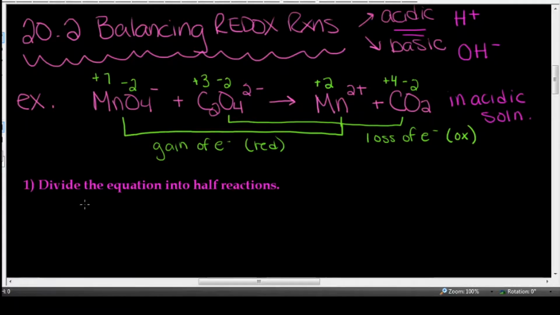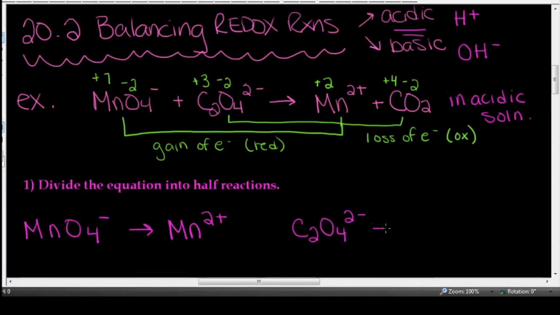Okay, so now that we have identified who's being oxidized and who's being reduced, we can write out these two half reactions. So MnO4 minus becoming Mn2 plus. And then my other half reaction is C2O4 becoming CO2. Okay, so there are my two half reactions.